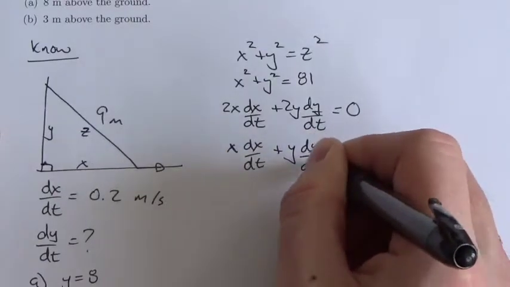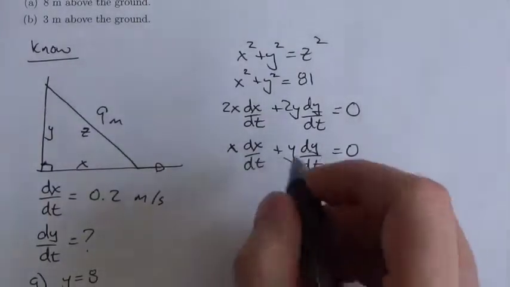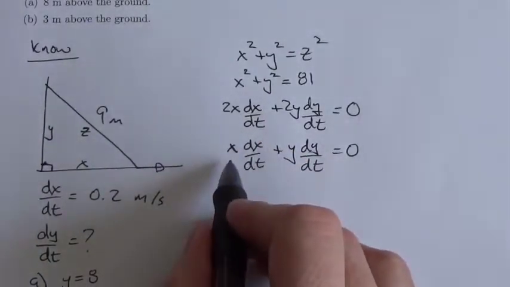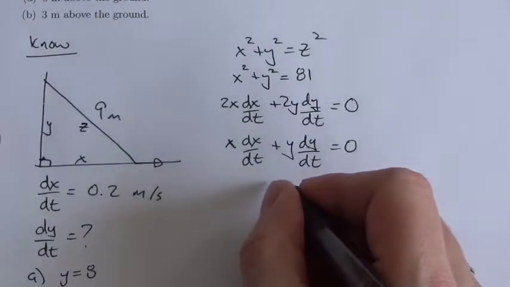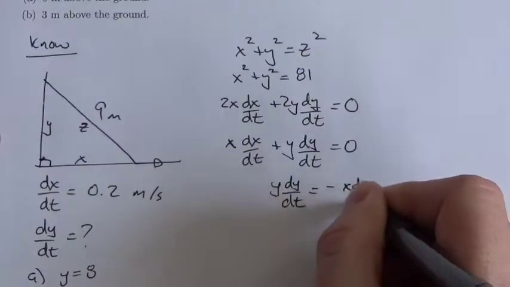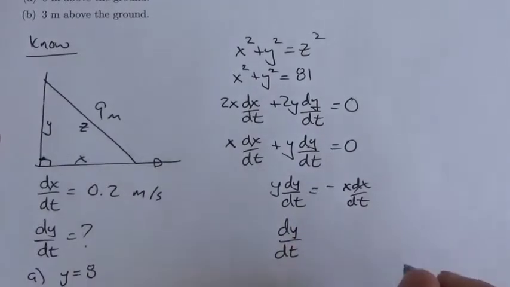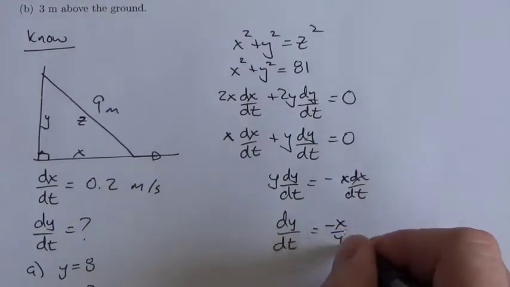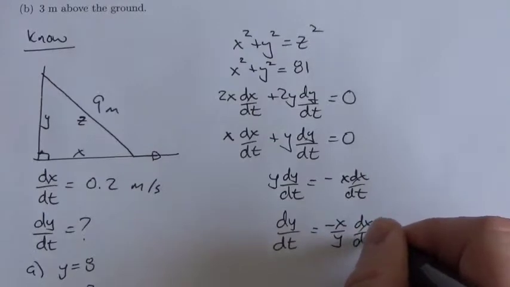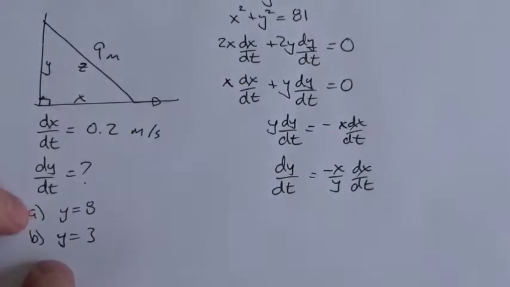Okay. In fact, you're going to notice that in most cases when we're using the Pythagorean theorem, that 2 is going to be gone. We can get rid of it. So now we're looking for dy by dt. So I'm going to bring this x dx term over, which will make that negative. It's negative x dx by dt. Then I'm going to divide by y. So dy by dt is going to equal negative x over y dx by dt.